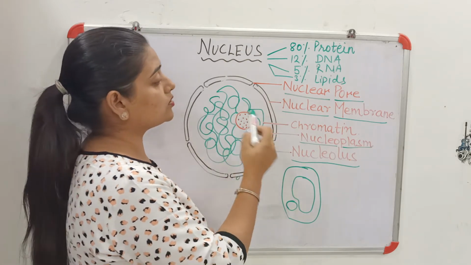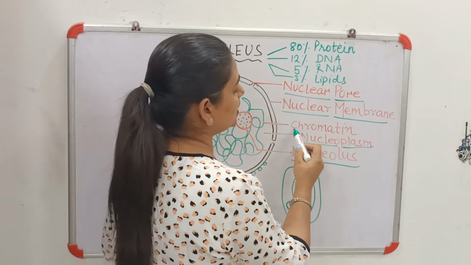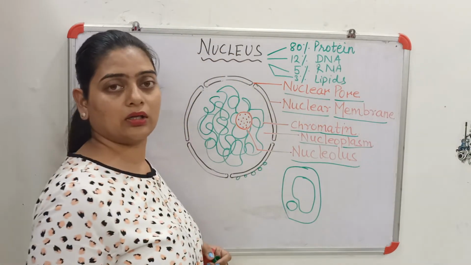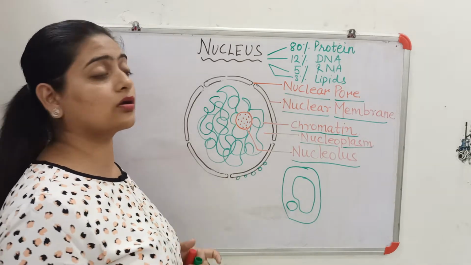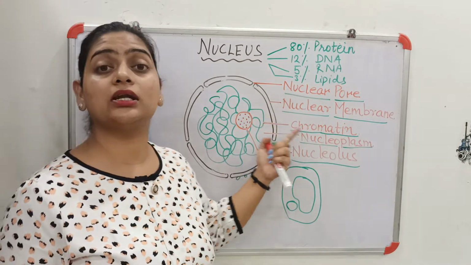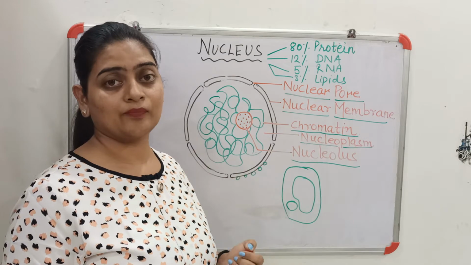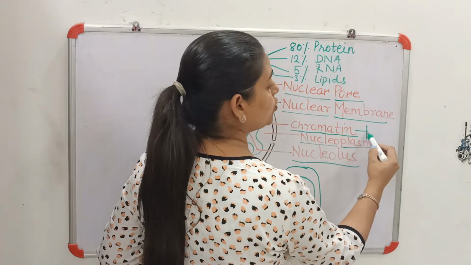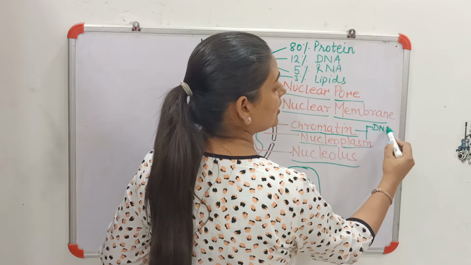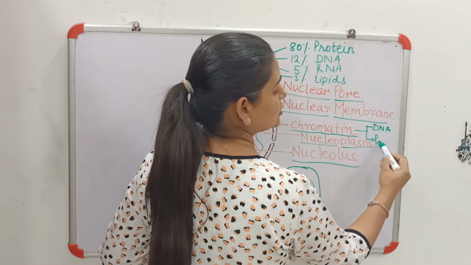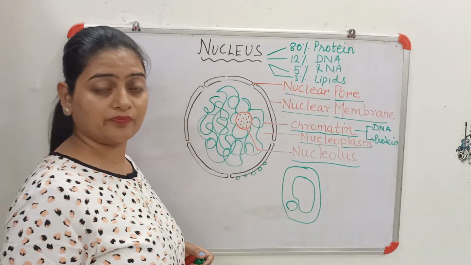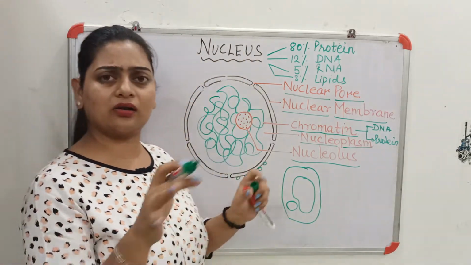After that, you can see these green colored coiled structures that I have drawn over here. This is one of the very important parts of the nucleus, that is chromatin. Now children, what is chromatin? This is the genetic material of the cell. Chromatin is basically made up of two things, DNA and proteins. These are coiled thread-like structures.